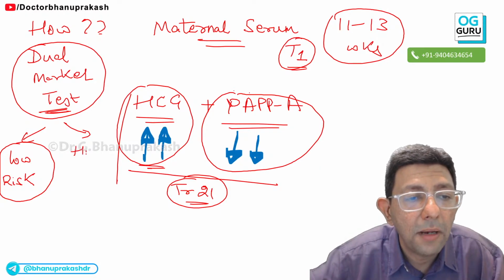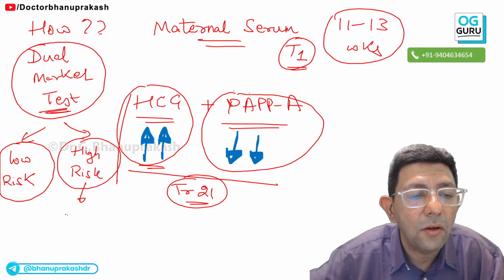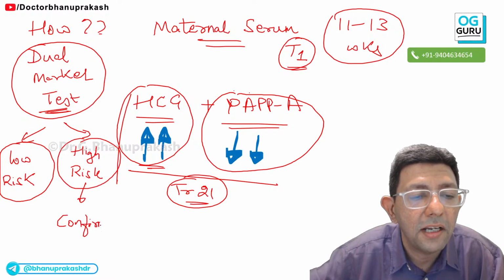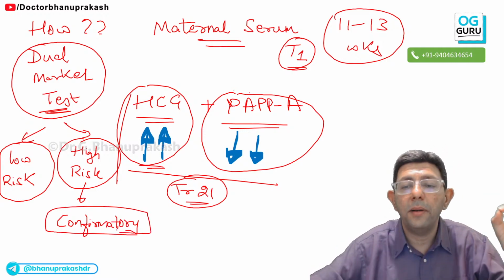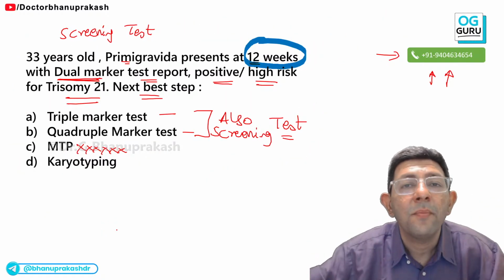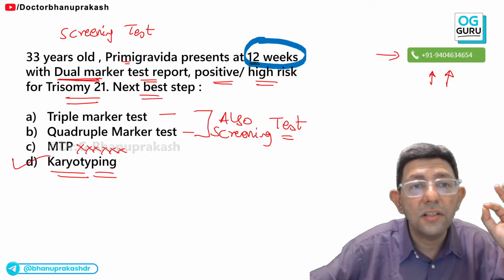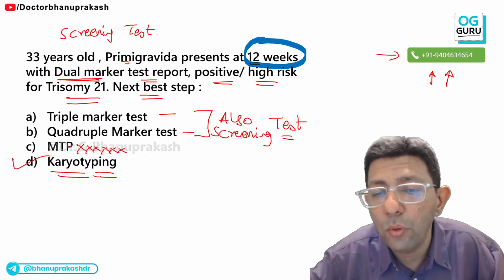But if the dual marker test tells us that there is high risk, I need to go and do the confirmatory test. Is this clear to all of you? The confirmatory test has to be done, and in the whole world the confirmatory test is karyotyping, and that is the answer. So just on the screening test report, please don't jump to MTP.